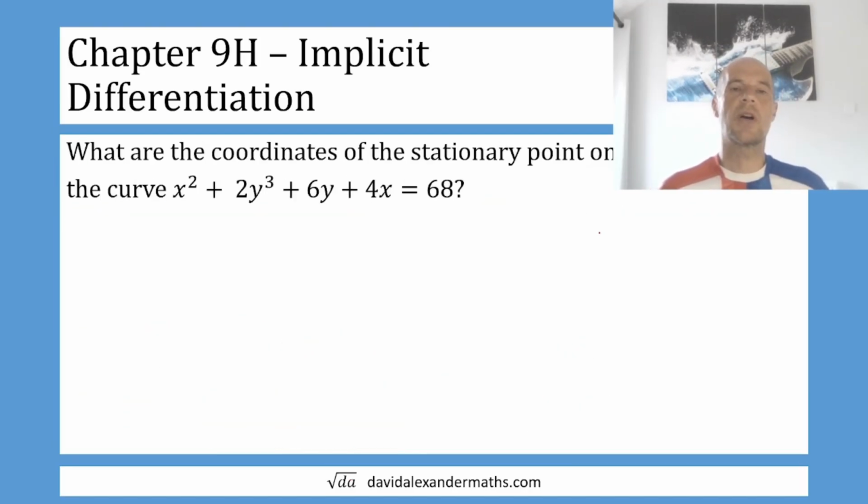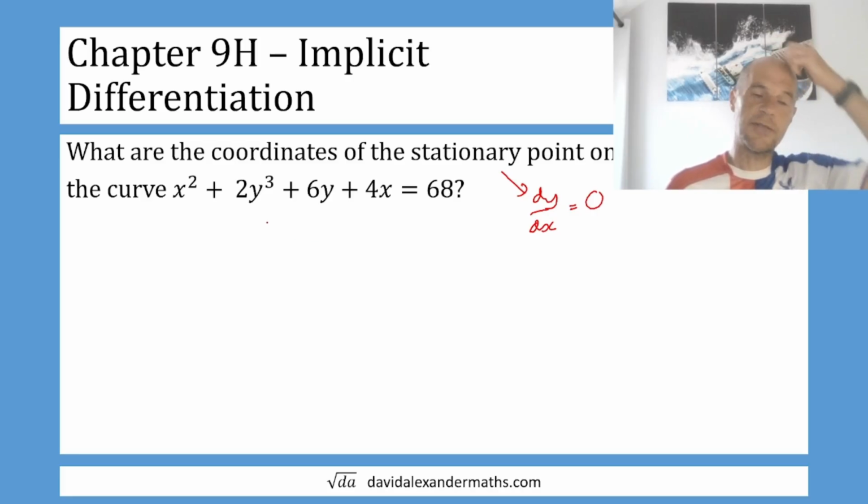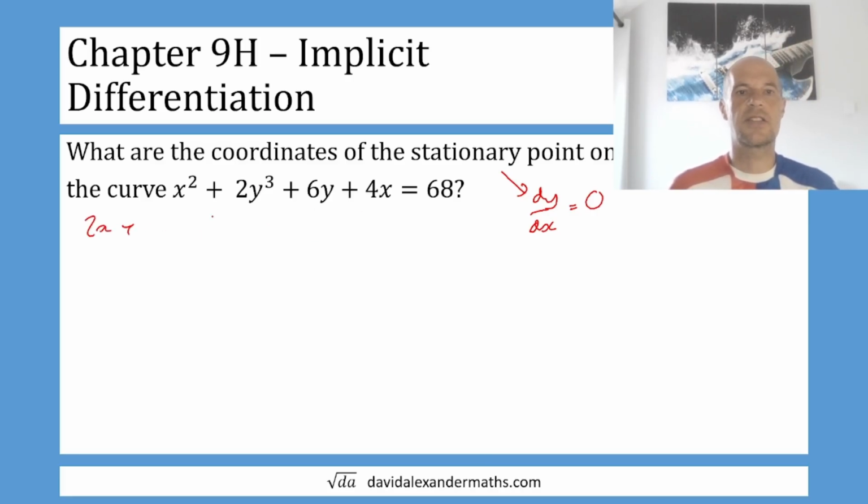Okay, so for this question we're working out the coordinates of a stationary point, and we need to remember that on a stationary point dy by dx is 0. So I'm going to have to differentiate this equation implicitly, so that's going to be 2x plus 6y squared dy by dx plus 6 dy by dx plus 4 equals 0.